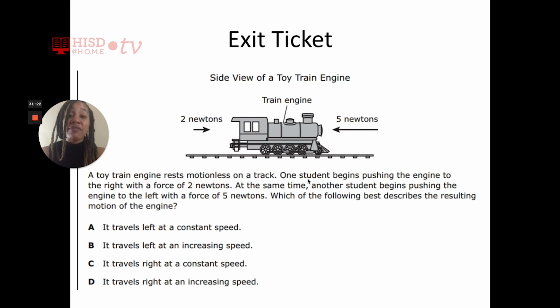So now we have to decide, when we have two forces that are different, what direction does the object move? Does the object move in the direction of the smaller force, or does the object move in the direction of the larger force? Yes, the object moves in the direction of the larger force. The larger force in this diagram is moving towards the left. So we know our answer is B. It travels to the left at an increasing speed.